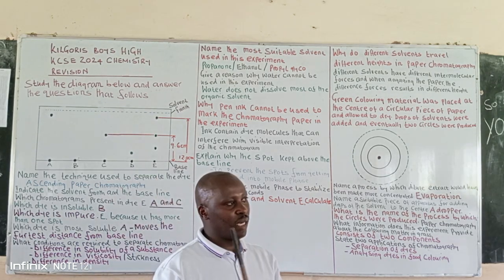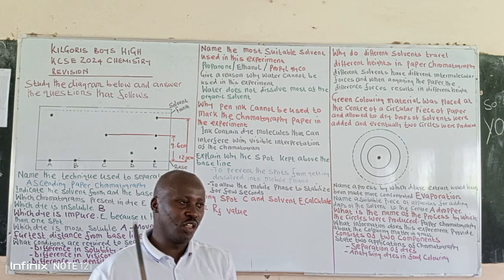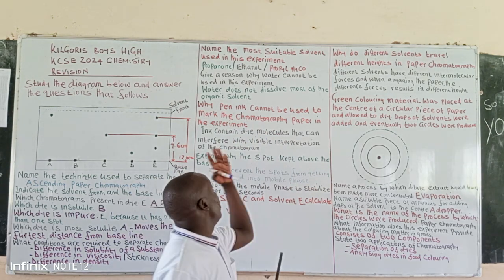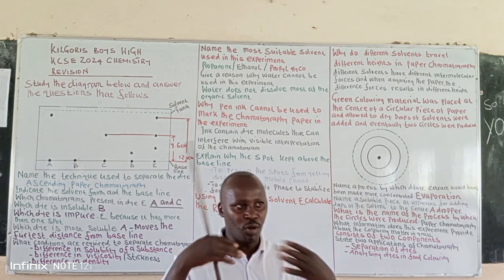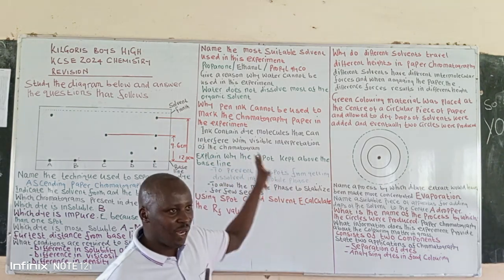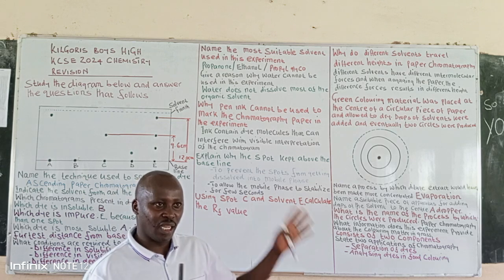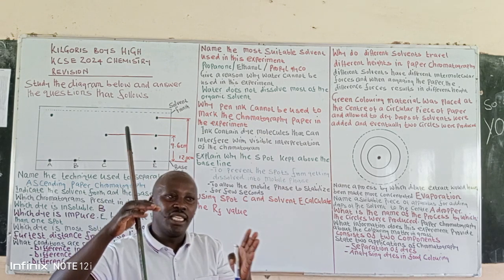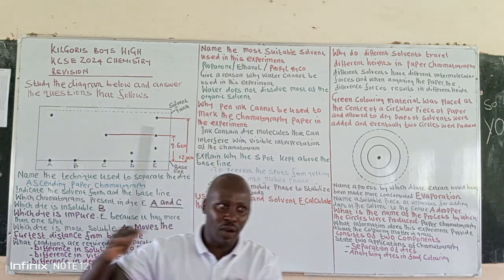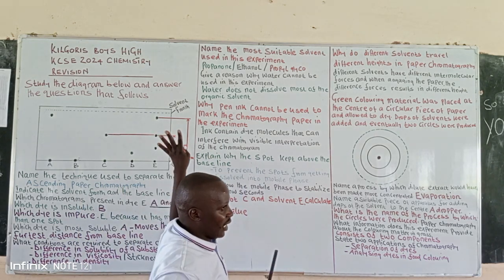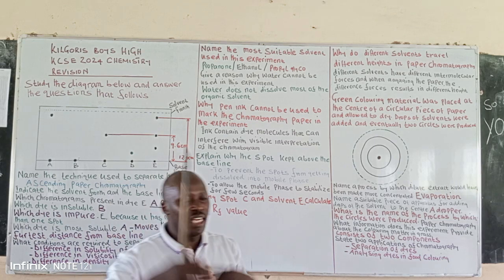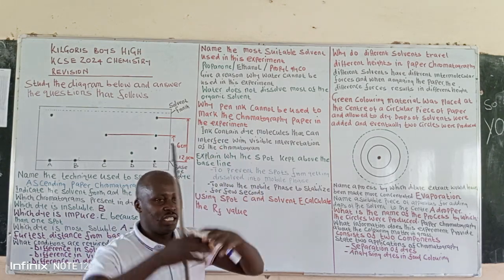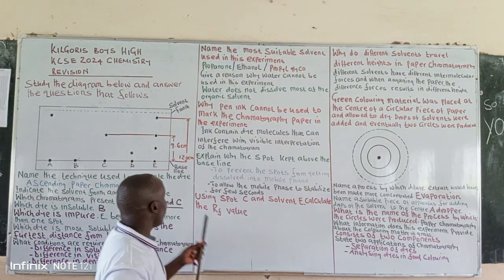Water does not dissolve most of the organic solvents. Instead, we use propanone, or ethanol, or propyl glycol, or methanol. They are non-polar compounds, and the chromatography paper is a polar compound. In that case, the paper will not be dissolved.